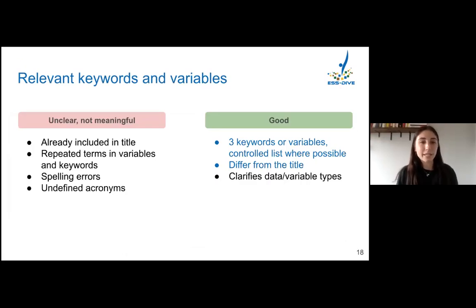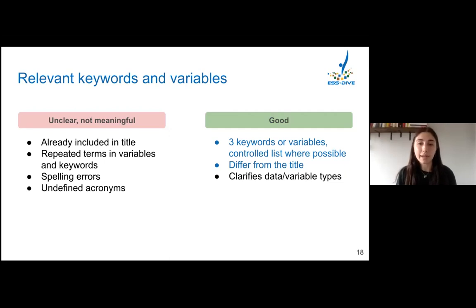So next, relevant keywords and variables. This is very often a field that will pass our automated review, but not manual review. So all terms within ESS-DIVE metadata fields are searchable. However, keywords and variables remain among the most important fields for dataset searches. So to make your data more findable, we use unique keywords and variables that are not present in your data package title. And we require that data contributors include at least 3 of these terms that differ from your title.